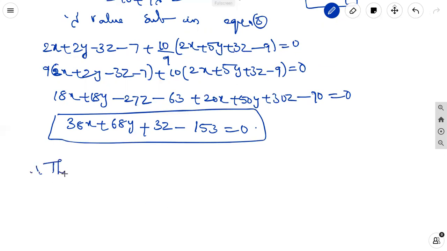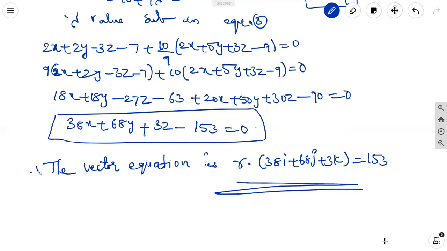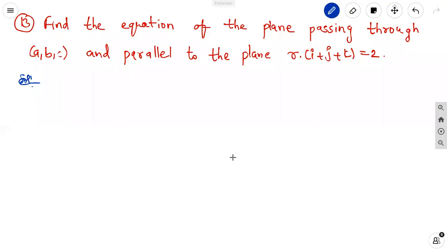Therefore, the vector equation is r dot (38i plus 68j plus 3k) equal to 153. Find the equation of the plane passing through A, B, C and parallel to the plane r vector dot (i plus j plus k) equal to 2.